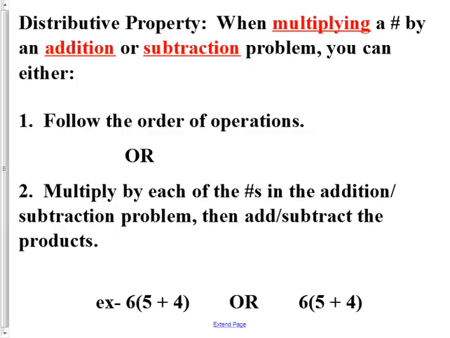Now the other property that we're looking at is the distributive property. And the distributive property says that when you are multiplying a number by either an addition or a subtraction problem, there's more than one way you can do it. You can either follow the order of operations, which is what you've mostly probably all been taught to do, or you can multiply by each of the numbers in the addition or subtraction problem, then add or subtract the products.